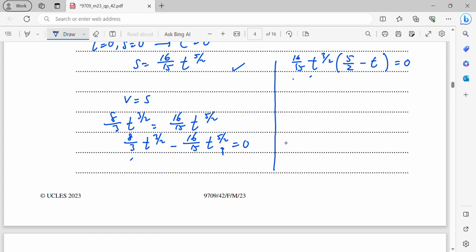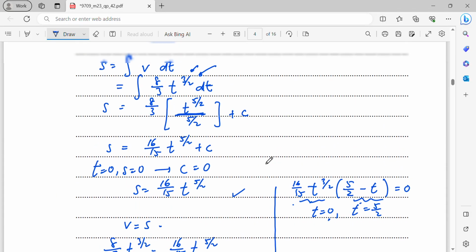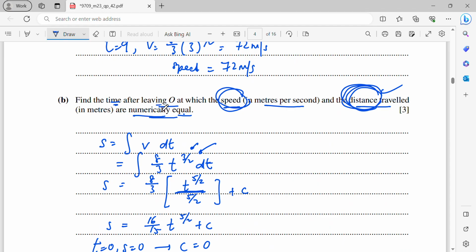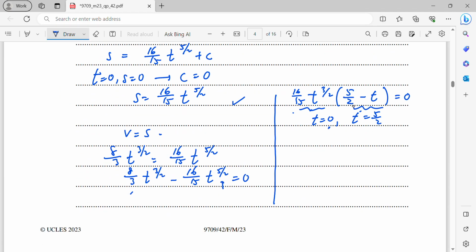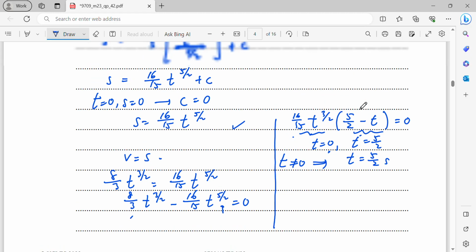If you have a product of two terms equal to 0, one of them must be 0. When I let the first one be 0, my t is going to be 0. If I let my second one be 0, my t is going to be 5/2. Obviously, when t equals 0, the distance will be 0, which is the initial condition. The question asks for the time after leaving O, so we cannot accept t equals 0. The t must be 5/2 seconds. That's the solution for this question.